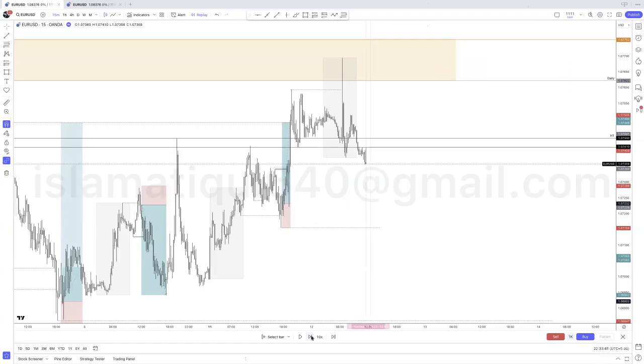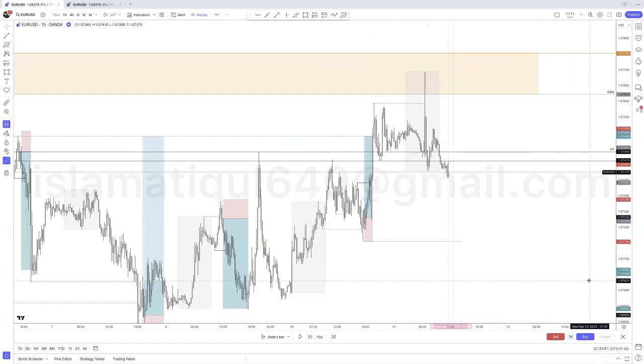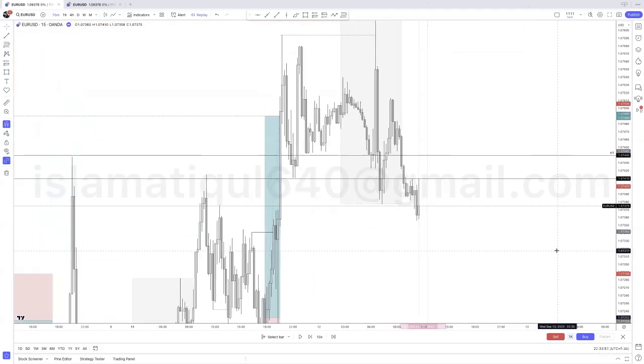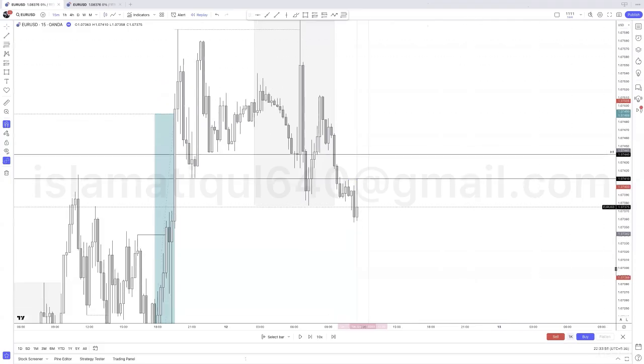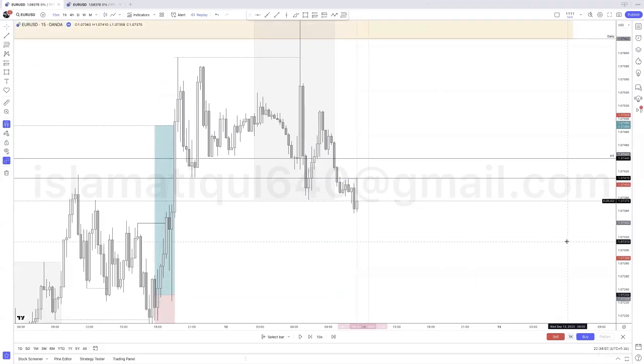Little, yeah, can see a rejection. Can see a rejection, and we can even see a little sweep of the high. That's what I told you. Asia, like London, will do some type of a manipulation. It doesn't have to always be the Asian high or the low. It could even be a short-term high like this.